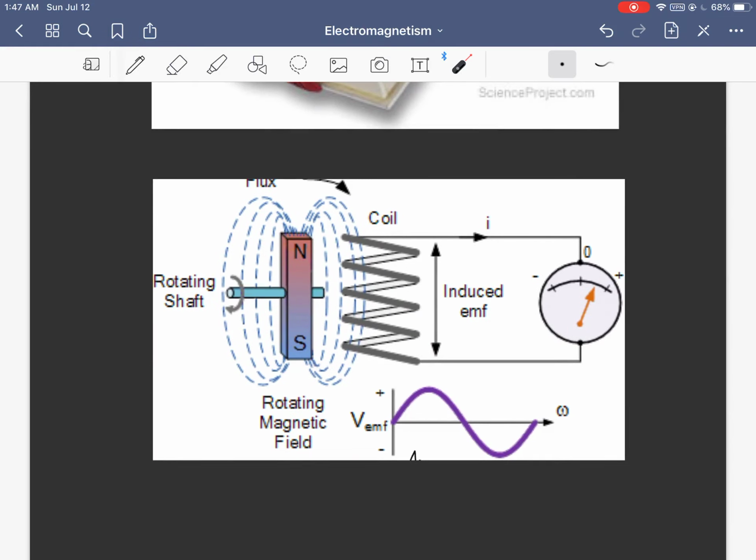And this is another graph just showing the same idea. You have this magnet, it's going to spin around, and those magnetic fields are going to go through the coil, and then they're going to constantly flip back and forth, and you're going to get an alternating current.